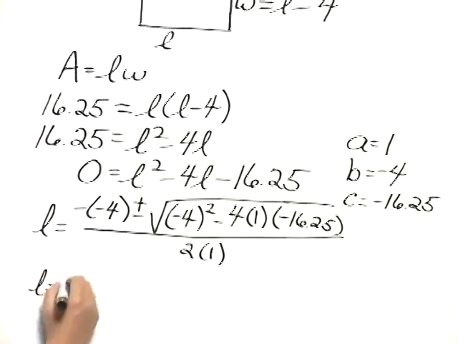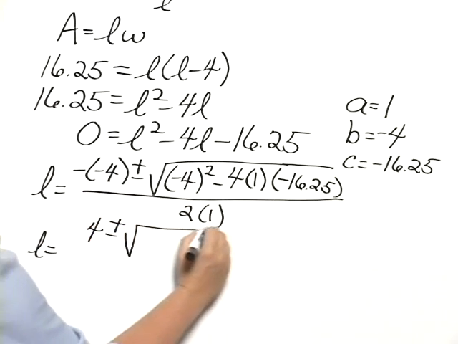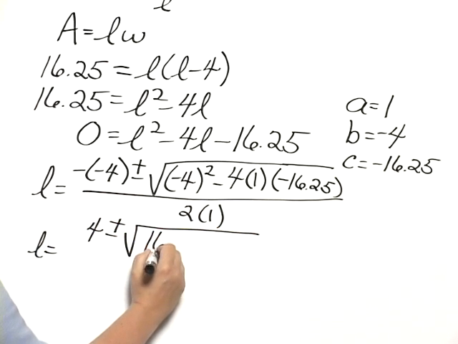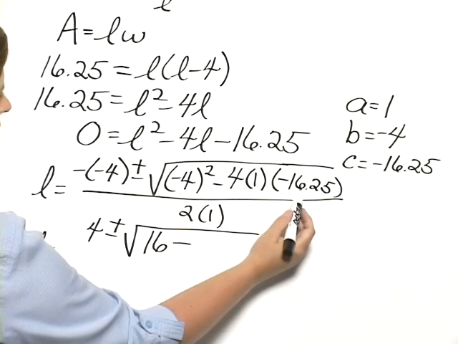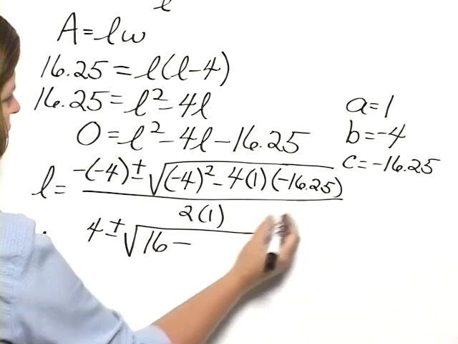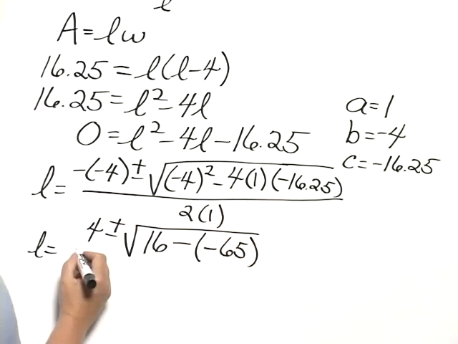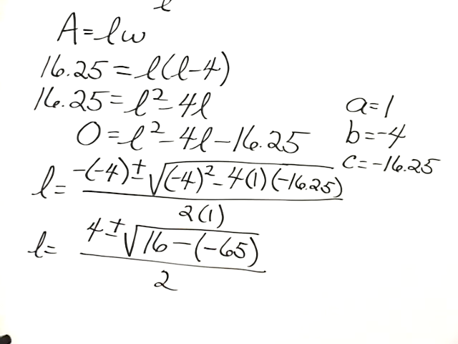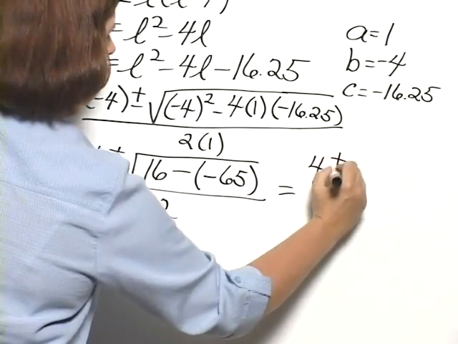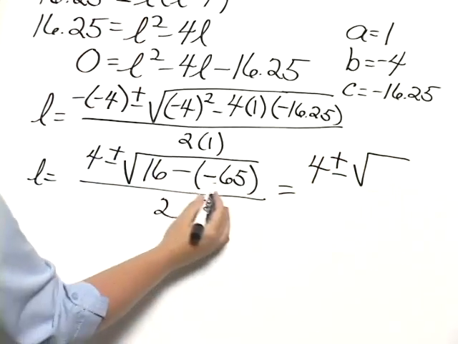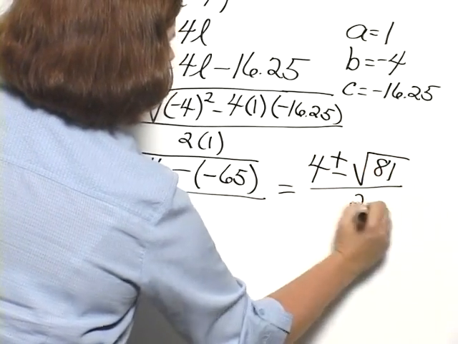Simplifying, we have L equals, the opposite of negative 4 is 4, plus or minus the square root of 16 minus 4 times 1 would be 4. 4 times negative 16.25 would be negative 65. And all of that is over 2. And simplifying still further, this would give us 4 plus or minus the square root of 16 plus 65, which would be 81. And again, that's over 2.